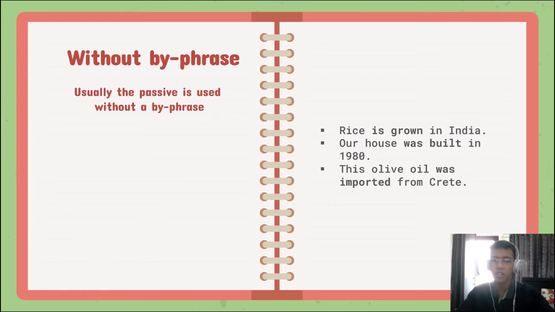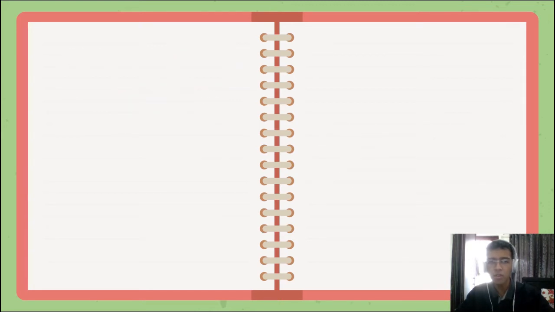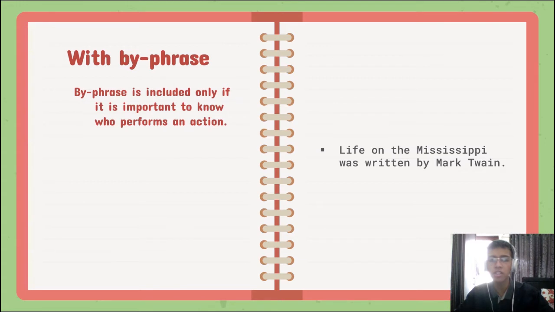And the third one is: this olive oil was imported from Crete. The second one is using the by phrase. The by phrase is usually included only if it's important to know who performed an action. In this case, the example is "Life on the Mississippi was written by Mark Twain." Since it tells about a book, it's necessary to also mention who made the book itself.